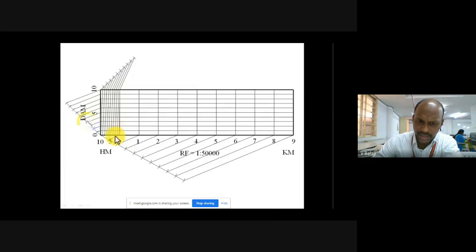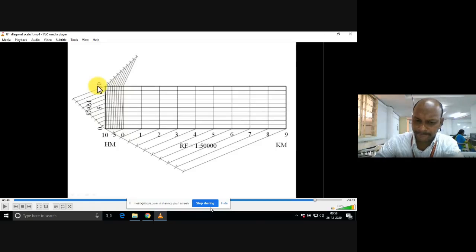Is it clear? Any doubt as far as diagonal scale is concerned? Can you answer any problem like this?